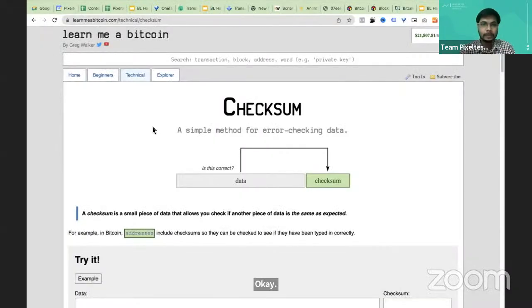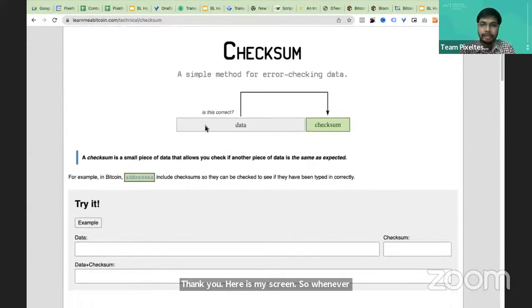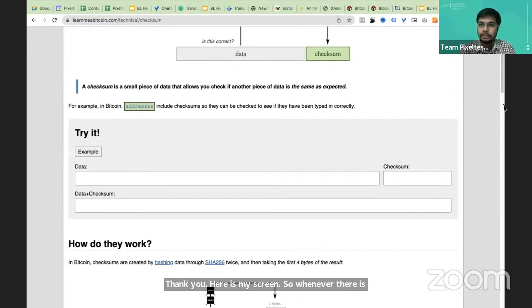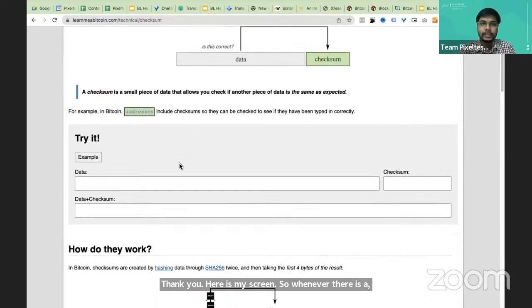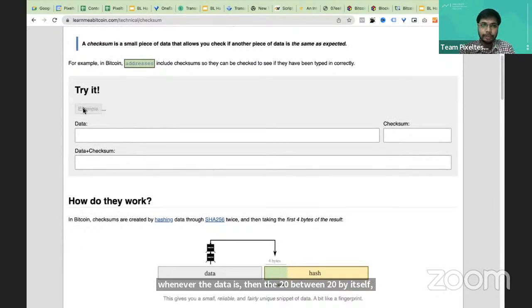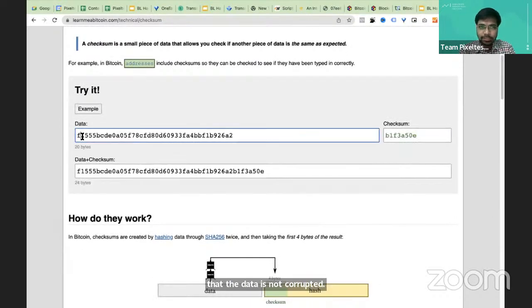Here is my screen. So whenever the data is there, the 20 bytes of data, there is also an accompanying checksum, so that we know that the data is not corrupted. For example, this is the double hashed data: the public key was first hashed using SHA-256, and then hashed once again using RIPEMD. The output is this 20 byte stream. Now there is a corresponding checksum that gets generated.